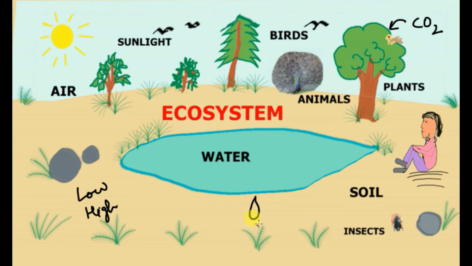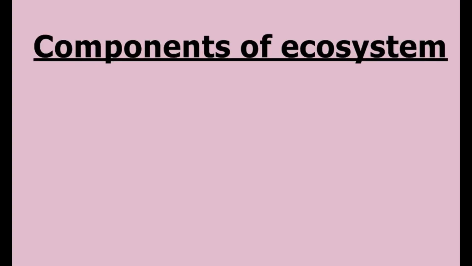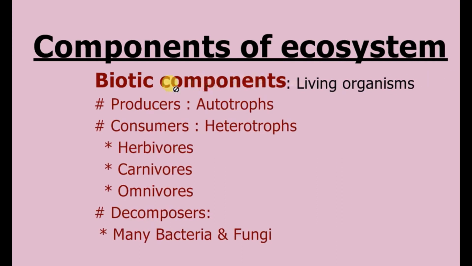Let's discuss the components of an ecosystem now. What are the components of an ecosystem? Ecosystem consists of two kinds of components, living and non-living. Living components are known as biotic components. So biotic components can be categorized into different categories. If we take the criterion of food formation, then we can categorize the living organisms into these categories.